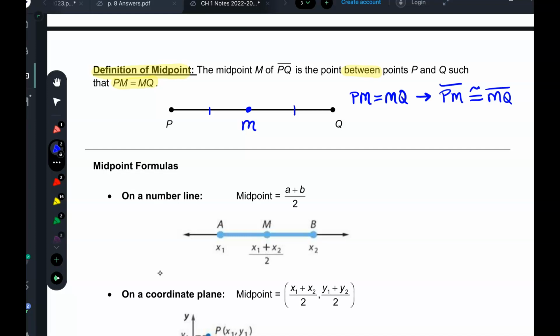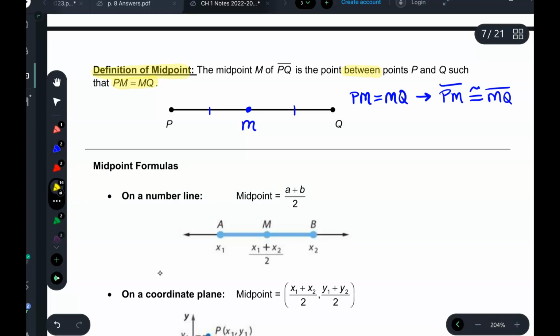So do you really want to think, how do you average them? How do you find the average of two numbers? Add them and divide by 2. So on a number line, that's the easiest way to do it.